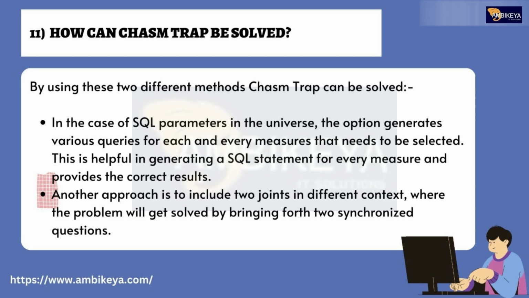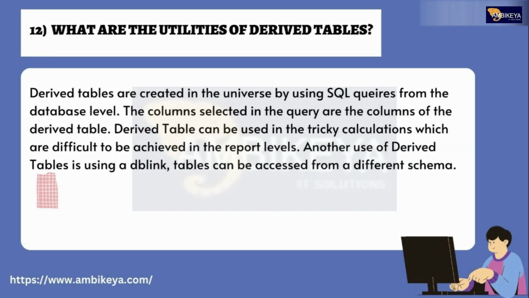Question number 11. How can chasm trap be solved? By using these 2 different methods, chasm trap can be solved. In the case of SQL parameters in the universe, the option generates various queries for each and every measure that needs to be selected. This is helpful in generating a SQL statement for every measure and provides the correct results. Another approach is to include 2 joins in different contexts, where the problem will get solved by bringing forth 2 synchronized queries.